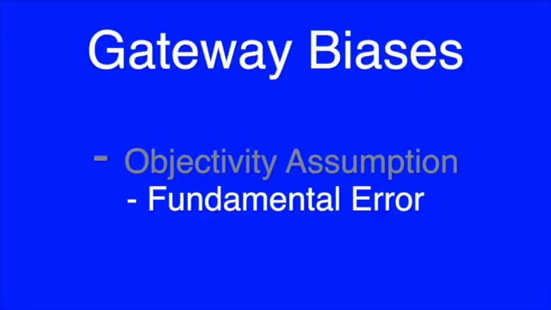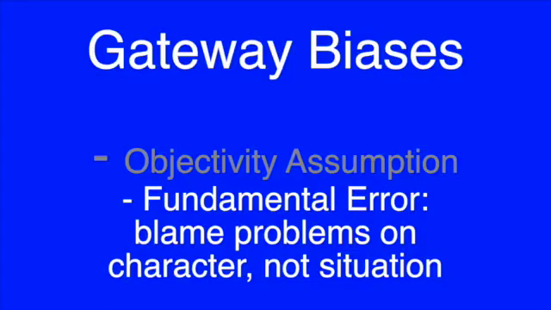That's the objectivity assumption. Now the second gateway bias, I'm going to call the fundamental error. The technical name of it is the fundamental attribution error or the correspondence bias. It's not really a bias, it's actually a technique, but we're going to call it a bias because it's useful to think of it in those terms. Scientists make that division. It's not necessarily helpful. The fundamental attribution error is when we attribute to people's character or their personality problems what actually could have very well been circumstances, the situation in some sense.